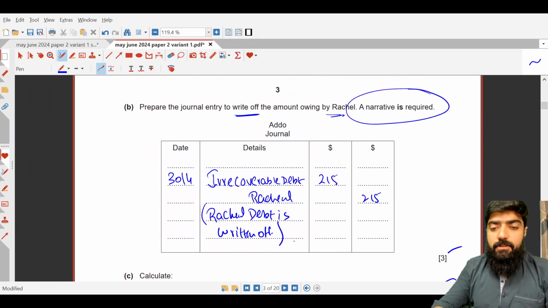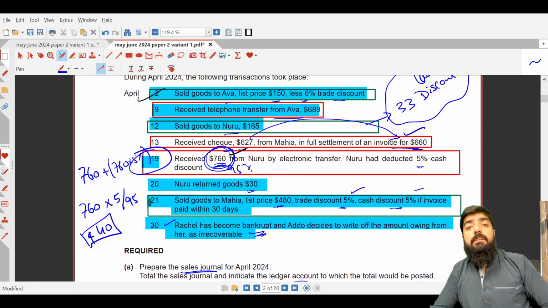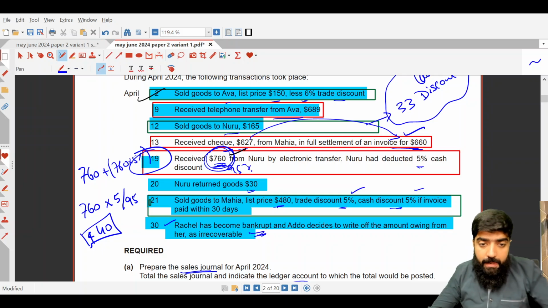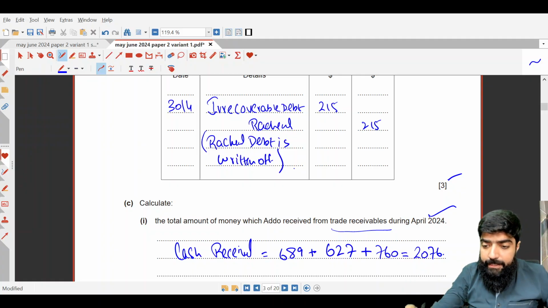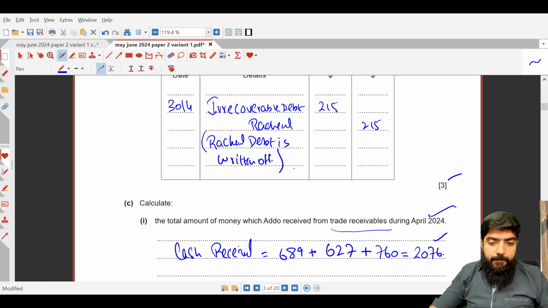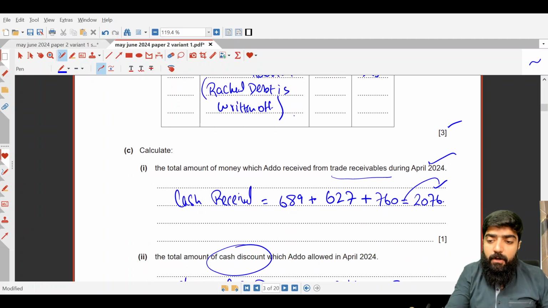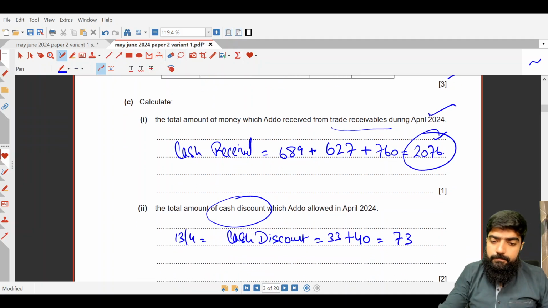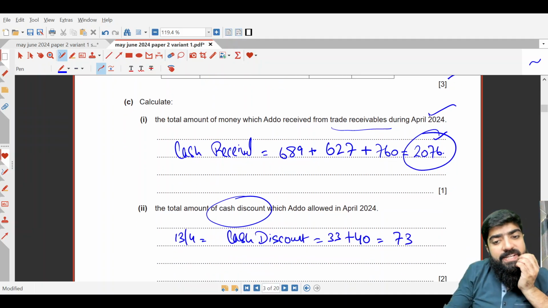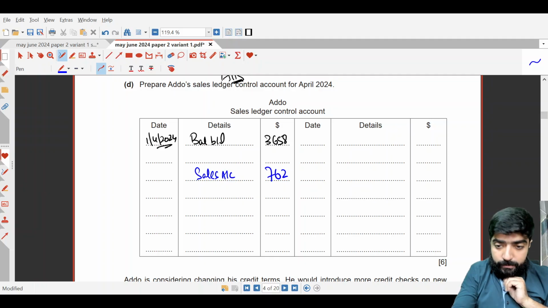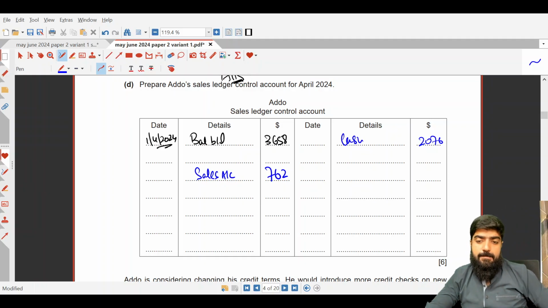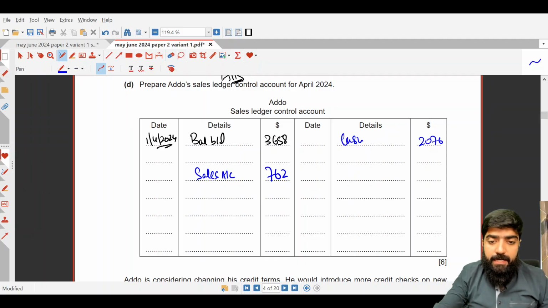Okay, that is the sales transaction that we have recorded, but obviously we need to record the receipts and the return as well, right? Yeah. So the total amount that we have received, that we have already recorded over here, is it? Yeah. We have already calculated. So we have received how much amount? 2076. So obviously we are going to credit 2076 as cash received. Is it? Yes. Okay. Any other transaction that we need to account for?